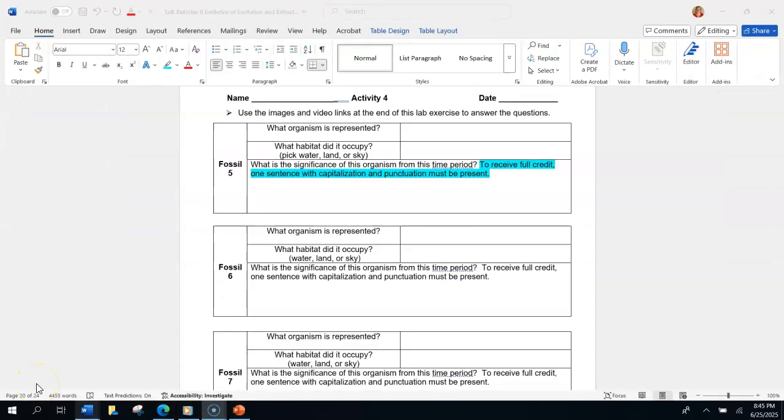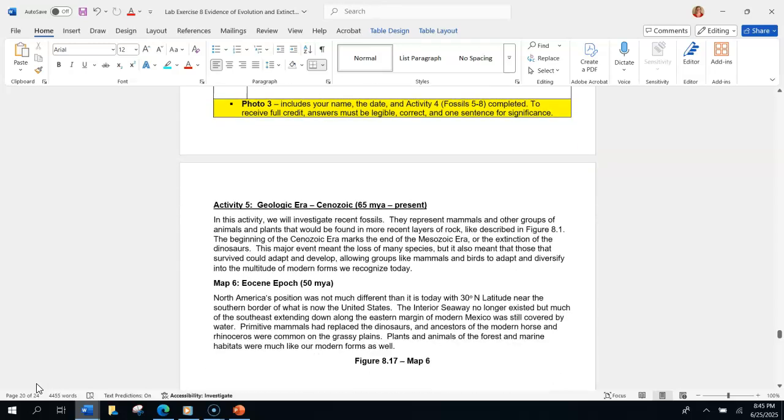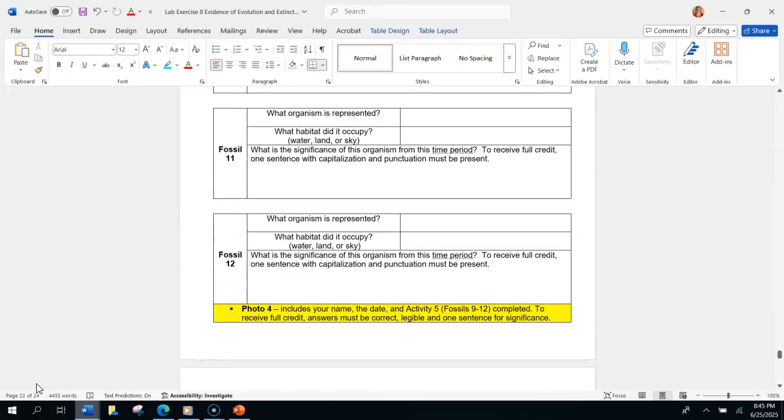So last little thing to note, and I highlighted it on this one, it's not highlighted in your copy, is to receive full credit for the last couple photos, you have to have a sentence with the significance of the organism from that time period. Why was it significant? With capitalization and punctuation. Without that, you're not going to get full credit. So for every single one of these, fossils 5 through I believe it's 12, if we keep scrolling, yes, through 12, you are going to need a full sentence with capitalization and punctuation.